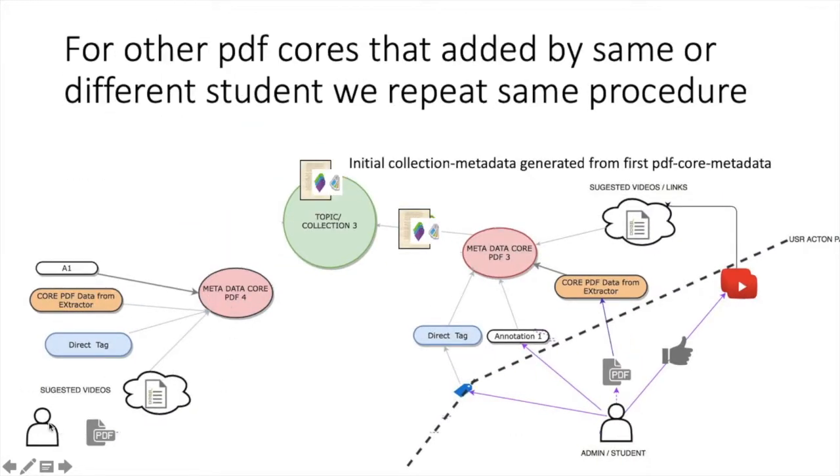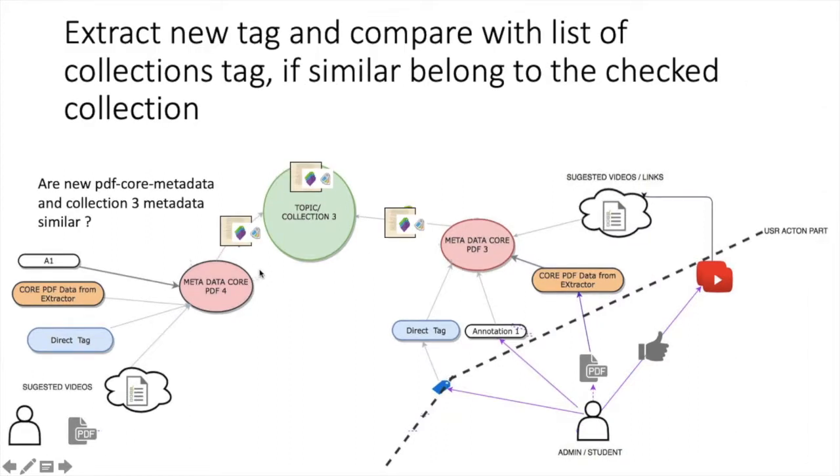If another user adds another PDF core, then we will have such entities. Then we will make new metadata for that document. We call it PDF core. And if, from the point of view of our algorithms, these two PDF cores are associated, then they can connect together, and this PDF core can also be assigned to this topic.